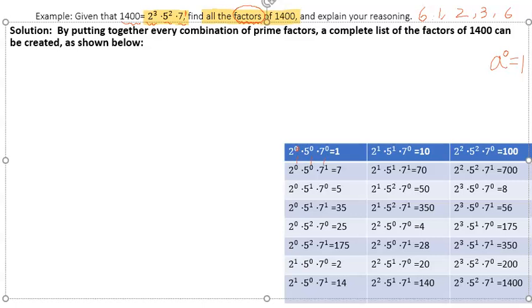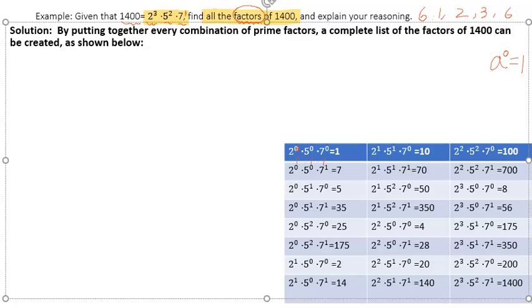What this means is we're not going to take any of these prime numbers, which will automatically give us 1 times 1 times 1. And when we multiply three 1s, we still get 1. And we know 1 can go into any number. So if we don't take any of the prime numbers 2, 5, and 7, we get the smallest number that can go into 1400, which is 1.